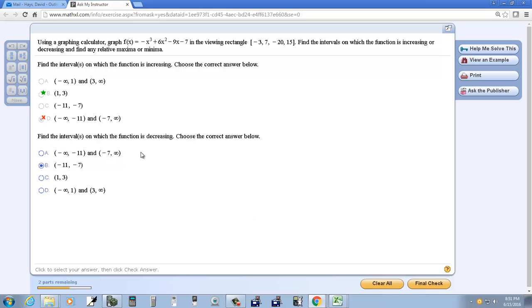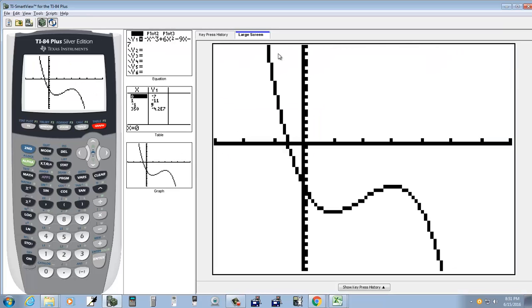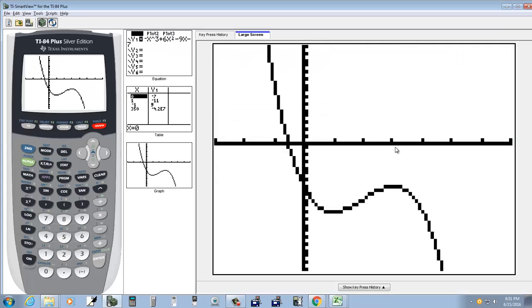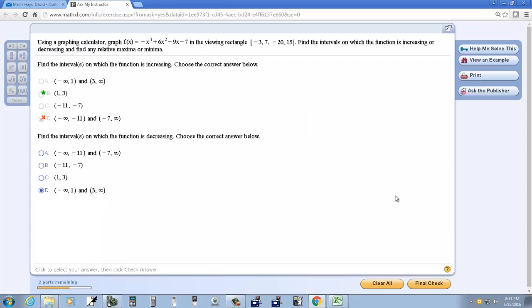Now find intervals in which the function is decreasing. Well, clear over to the left is negative infinity. So it's decreasing from negative infinity, and it stops decreasing here at x equals 1. So that's from negative infinity to 1. Let me double check the 3 to infinity. Now here's 3. And it's decreasing again. And it's going to positive infinity clear to the right. So it'd be this one.